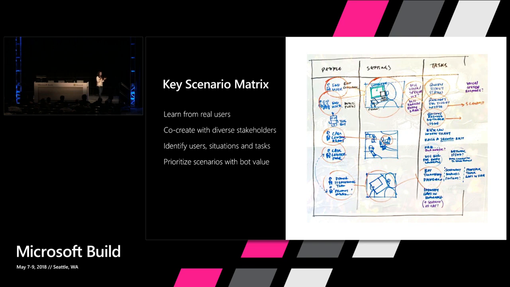And if you do this in a design workshop, it's really recommended that you co-create this with a diverse set of stakeholders across all your organizations. Like if you're building a customer support bot, not only including the customer support team, you really want to get other teams, including operations, IT, marketing, or even legal, to make sure that you have that diverse understanding of your user.